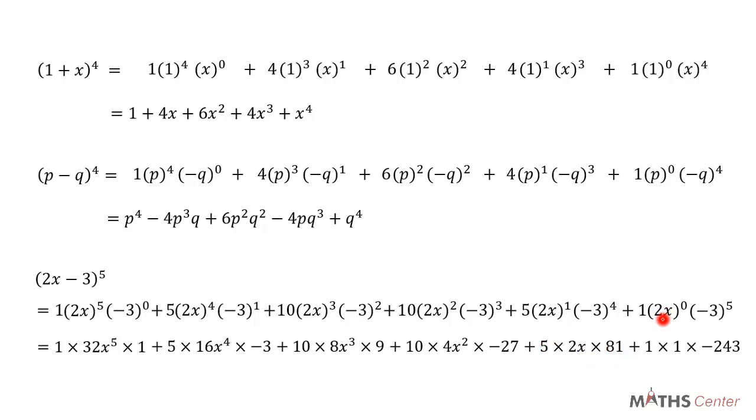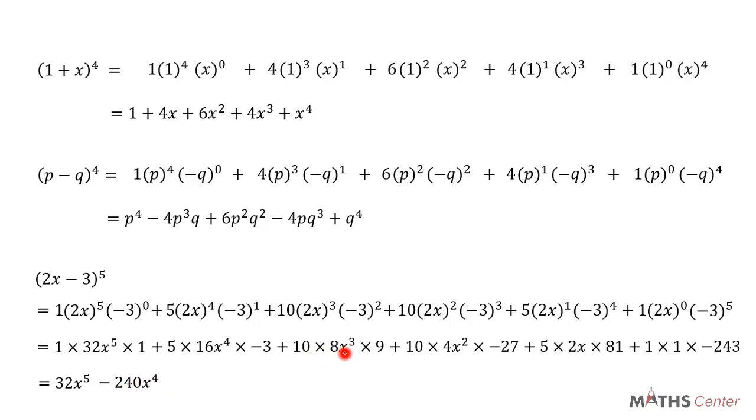And in the last term, 2x exponent 0 gives us 1. Negative 3 exponent 5 gives us negative 243. So we have 1 times negative 243. Let's simplify this. 1 times 32x exponent 5 times 1 gives us 32x exponent 5. 5 times 16x exponent 4 times negative 3 gives us negative 240x exponent 4.